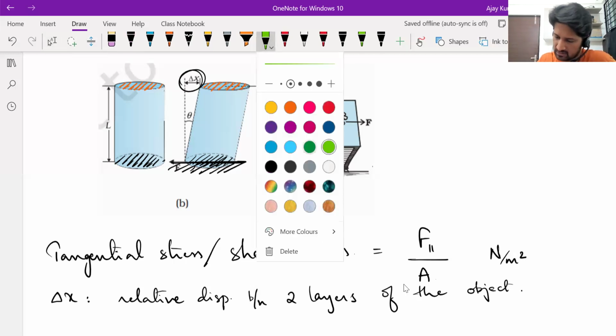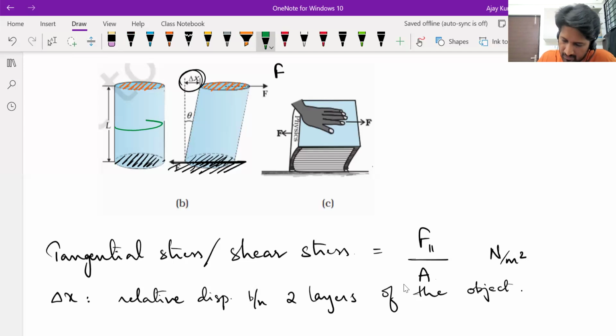For example, I can consider this one layer here shaded in green. Now that layer undergoes a little bit of displacement because it's not rigidly attached to anything. There is a small displacement that it undergoes. But the topmost layer undergoes more displacement than this. So suppose the green layer undergoes a displacement of delta x1 and the topmost layer undergoes a displacement of delta x2. Then what is their relative displacement? Delta x2 minus delta x1. That you will have to consider. Or you can visualize it like this.